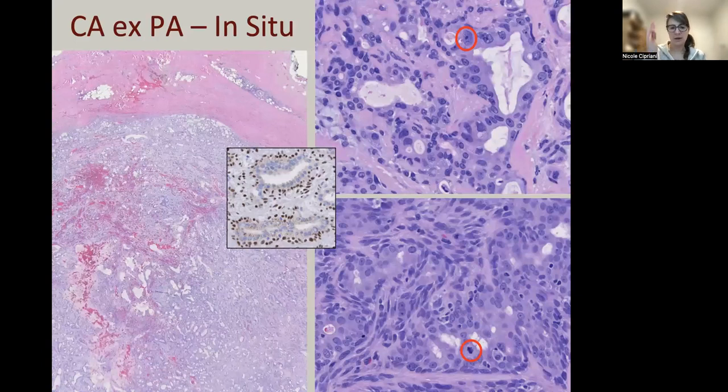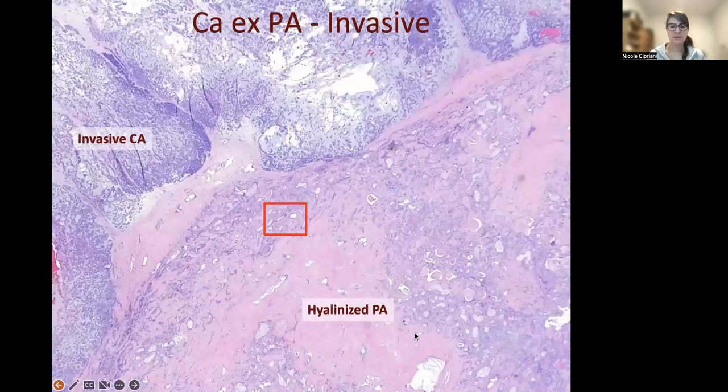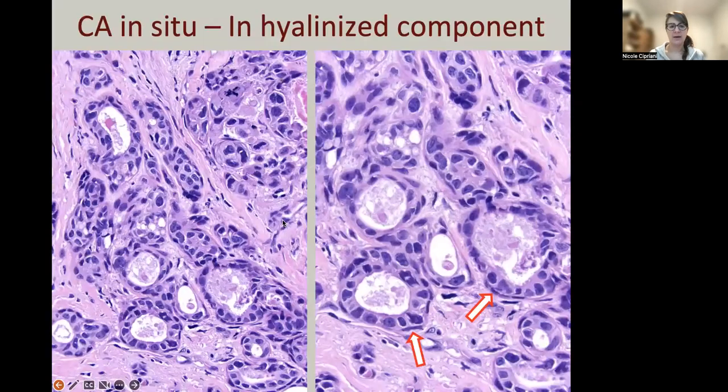So the in situ variant looks like it has cellular atypia with nucleoli and mitoses. The invasive variant has these tongues of tumor that percolate into the background stroma. And here's the pre-existing, often burnt out or hyalinized pleomorphic adenoma in the background. Here's another example of the hyalinized burnt out component on the right, the invasive component on the left. And it's thought that the precursor lesion arises within the ducts of the PA, as you can see here, and then invades outward.